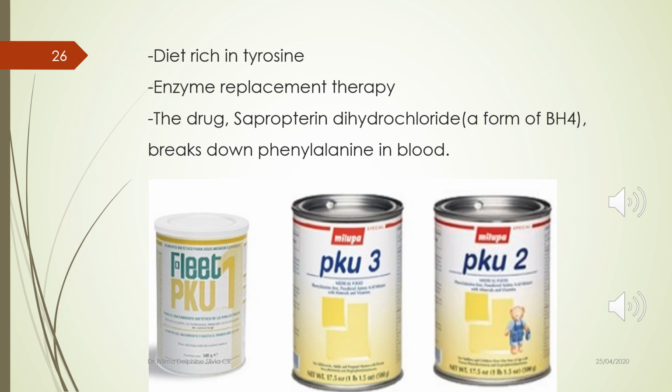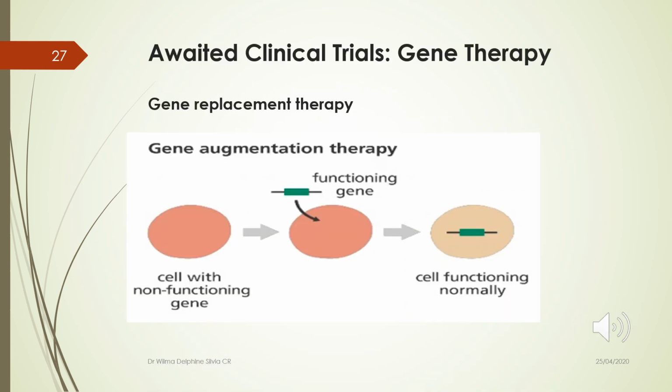A drug like sapropterin dihydrochloride, which is a form of tetrahydrobiopterin, which breaks down phenylalanine in blood, will be very useful in case of variant form of phenylketonuria. Apart from the diet, the clinical trials which are still going on for the treatment of phenylketonuria are gene replacement therapy and gene augmentation therapy.